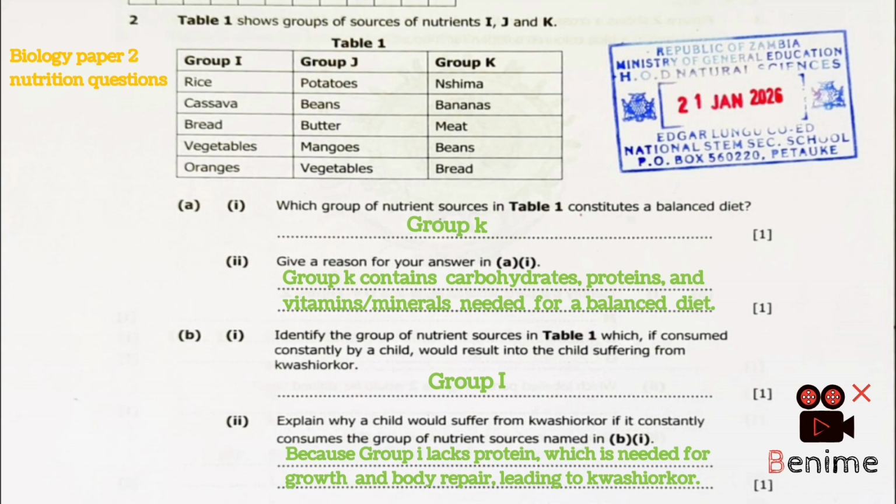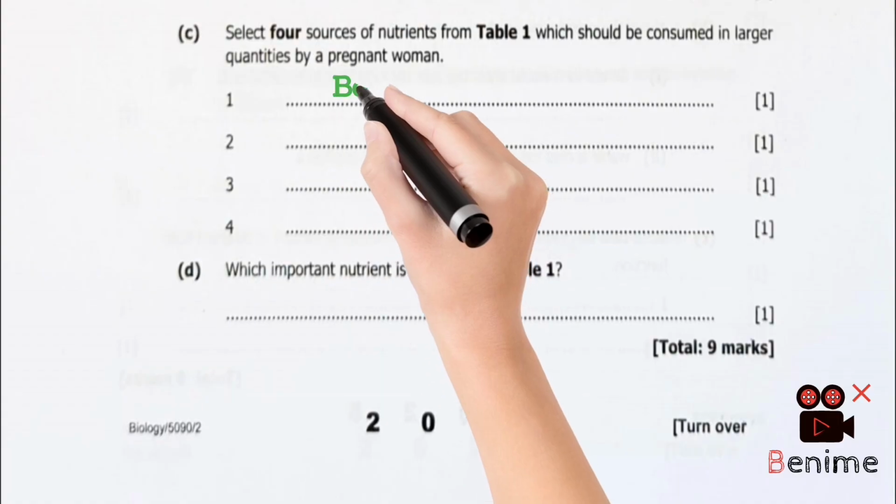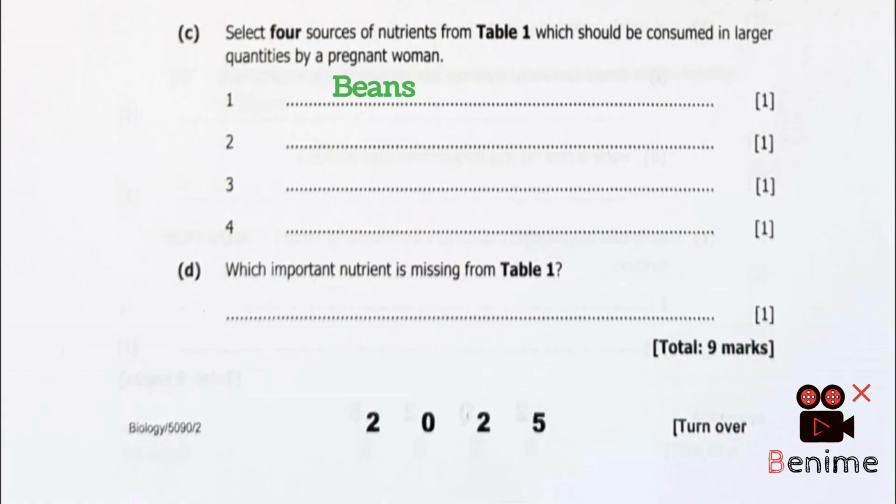So we are looking at question C now. Let's go to question C. So this is question C. Question C was saying: select 4 sources of nutrients from Table 1 which should be consumed in large quantities by a pregnant woman. So the one source there you can say beans, which is needed for protein for the growth of a child, of a baby.